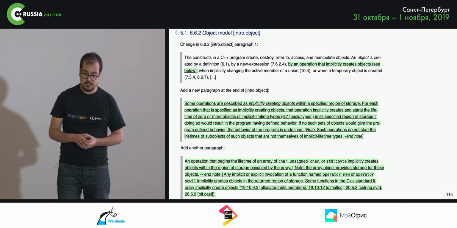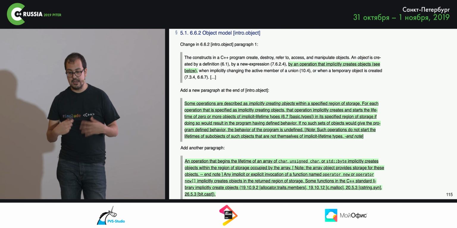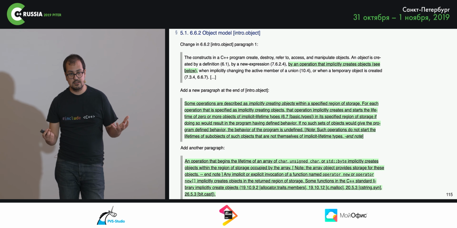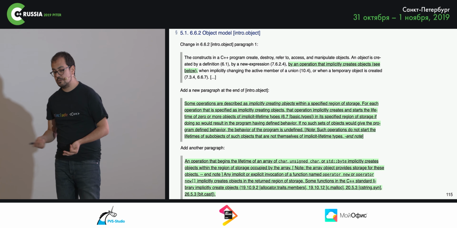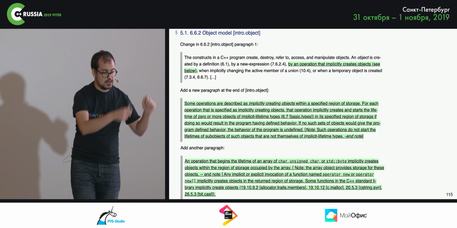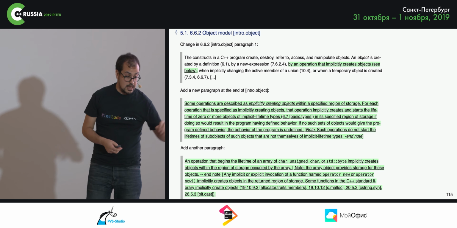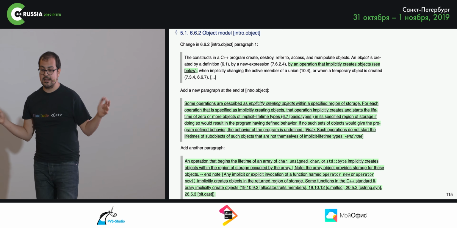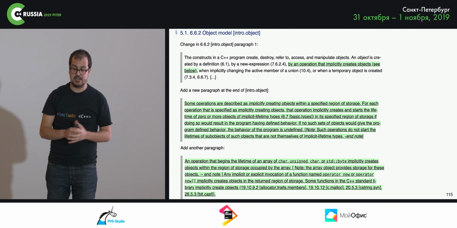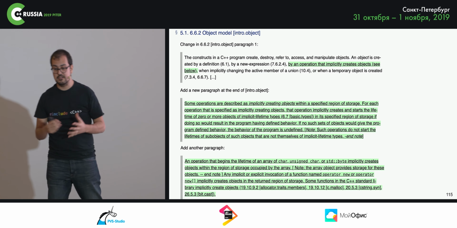What this does is it says, okay, let's add something to these rules. When does an object get created? It gets created by definition by a new expression, if you access and activate a member of a union, and also by an operation that implicitly creates objects. This is this new magic type of functions.